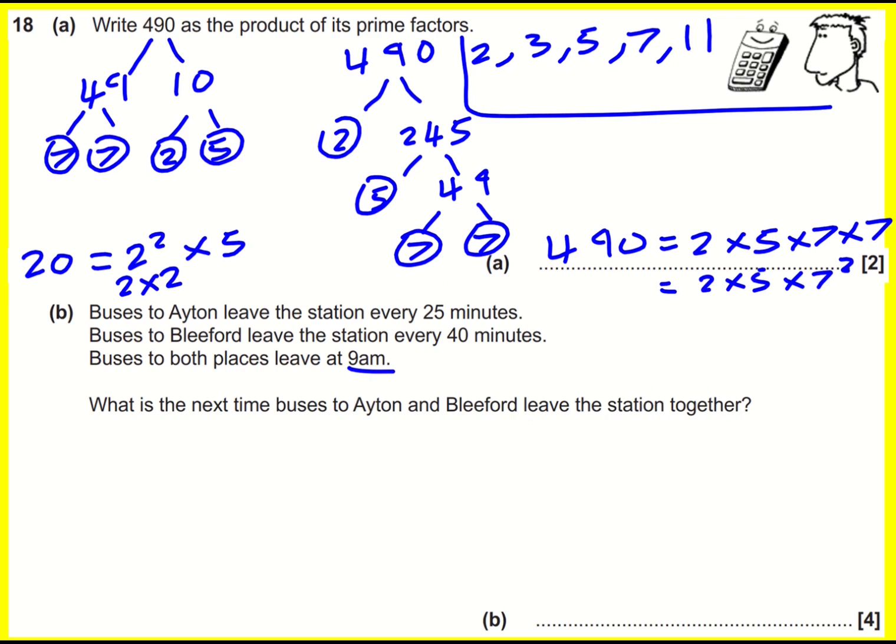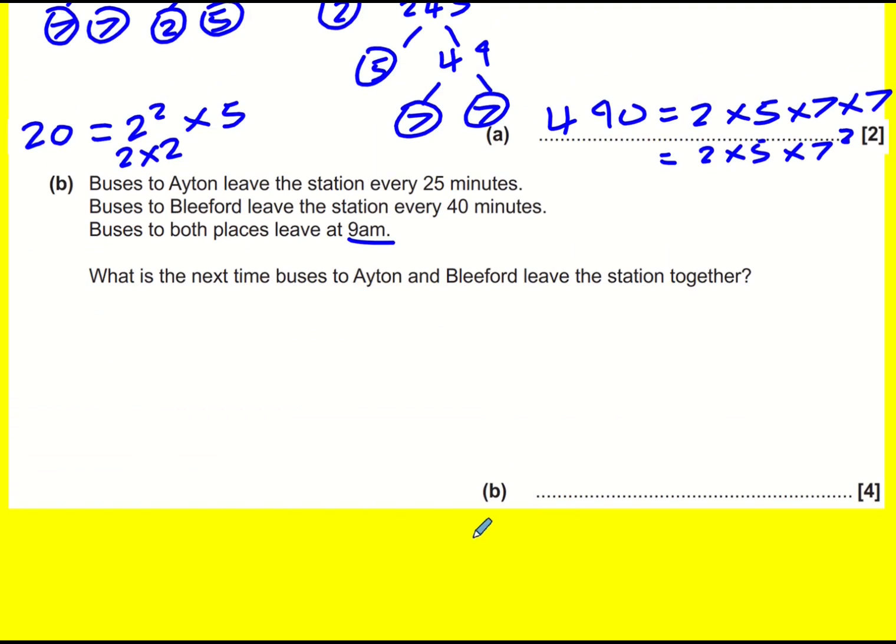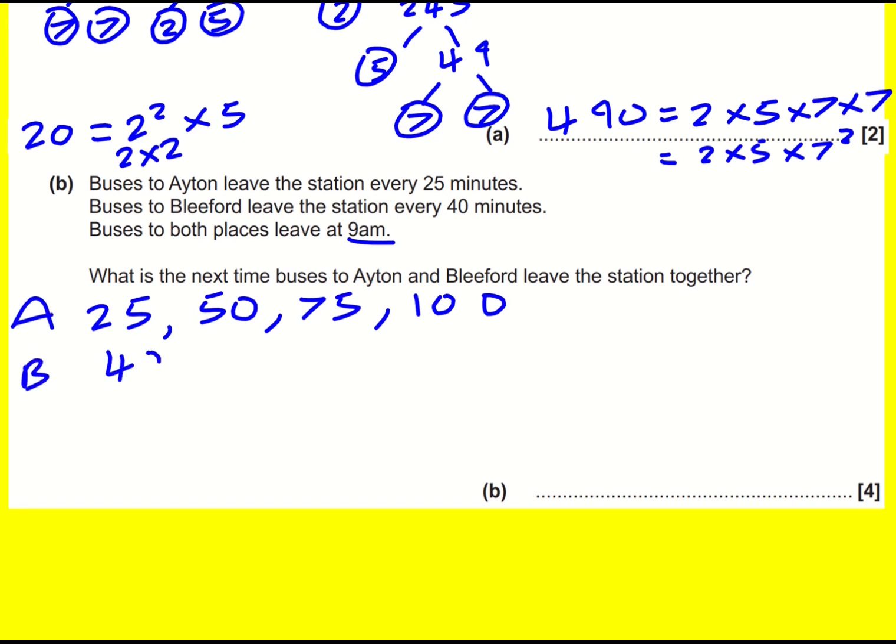Okay, I can think of 3 ways you can do this. I'm going to talk briefly about all of them, or some in more detail than others. One way of doing it is to count on until we get the same time. So there's going to be a bus that leaves after 25 minutes, and then going to Ayton, it's going to be 50 minutes, and then 75, and then 100. And to Bleaford, it's going to be 40, and then 80, and then 120.